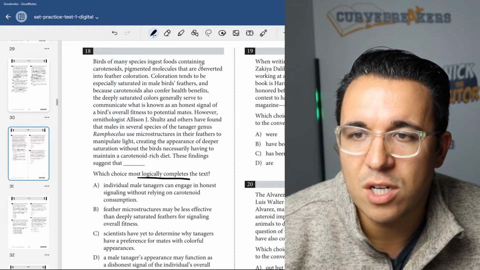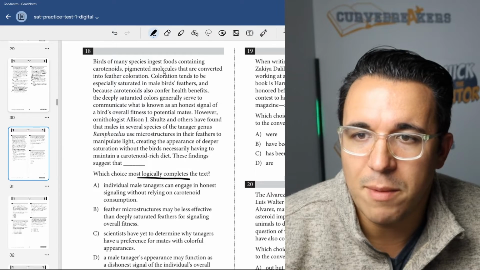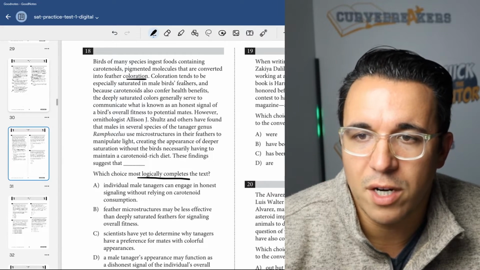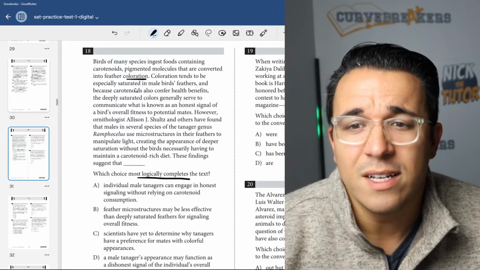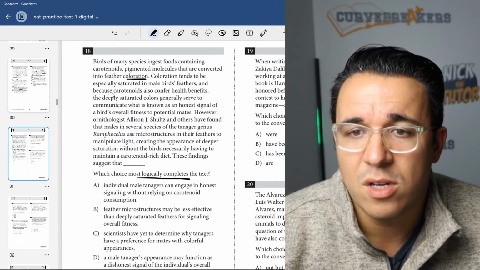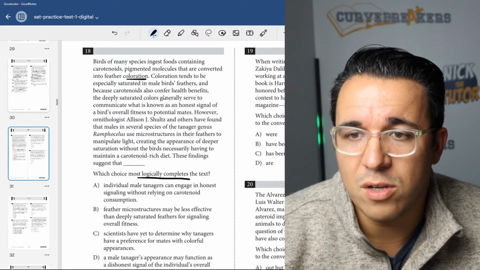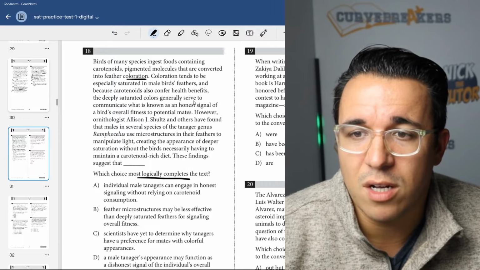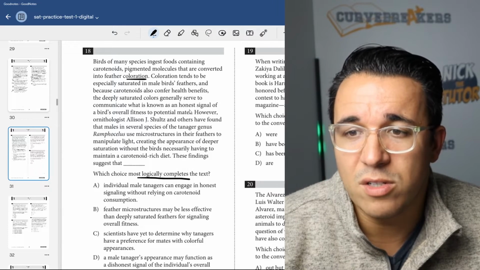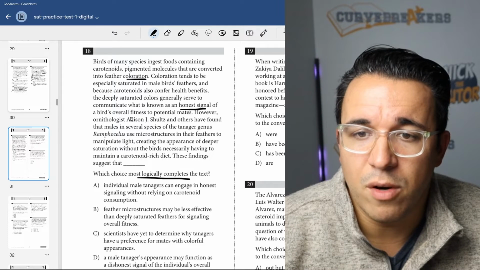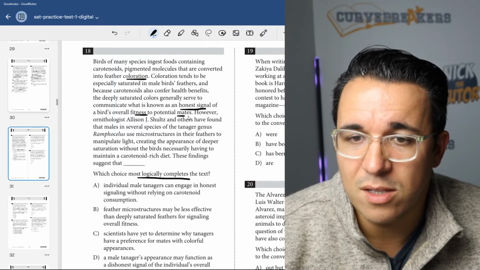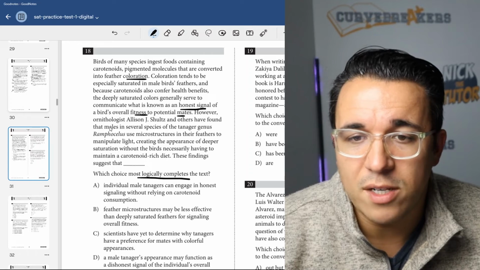Birds of many species ingest foods containing carotenoids, pigmented molecules that are converted into feather coloration. Coloration tends to be especially saturated in male birds' feathers. And because carotenoids also confer health benefits, deeply saturated colors generally serve to communicate what is known as an honest signal of a bird's overall fitness to potential mates. However, so we're looking at a contrast now.